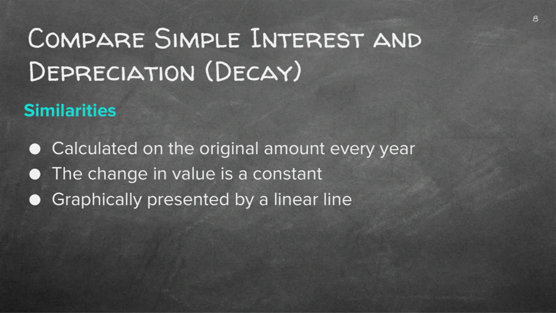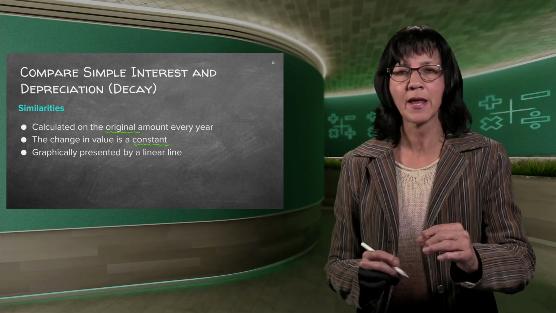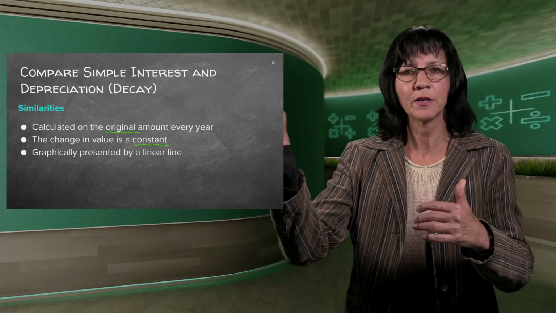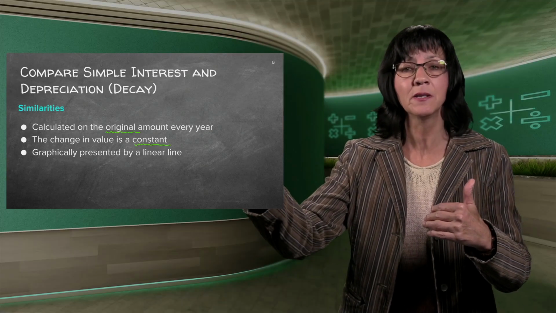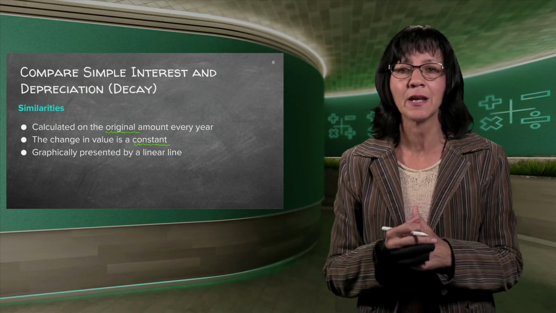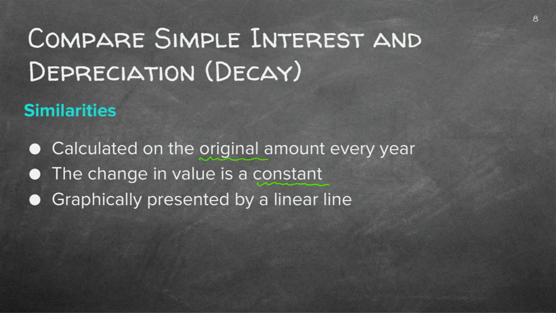Let's first look at the similarities. We always calculate on the original amount every year. So we calculate once off the original amount, and if it's 200 Rand, it stays 200 Rand for every year after that. The change in the value is a constant. Now, if you look back at simple interest, if we work out our interest on something and it's 10% and it gives us 100 Rand, then every year we'll add that 100 Rand if it was interest with an investment. Now we're going to subtract 100 Rand every year if it's simple decay. It's graphically represented by a linear line.